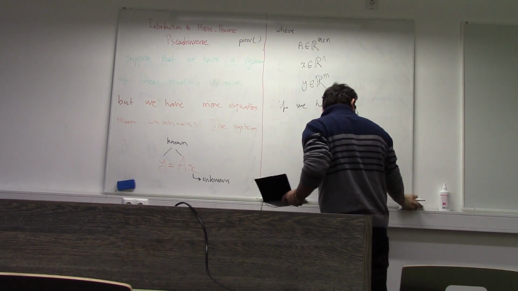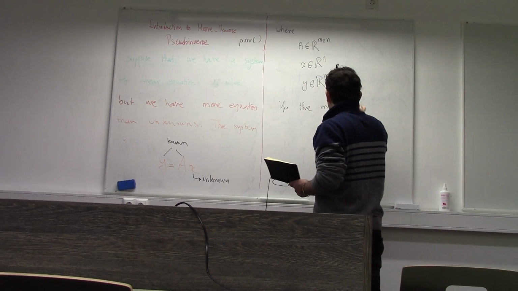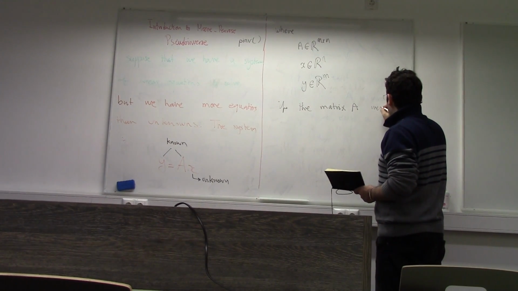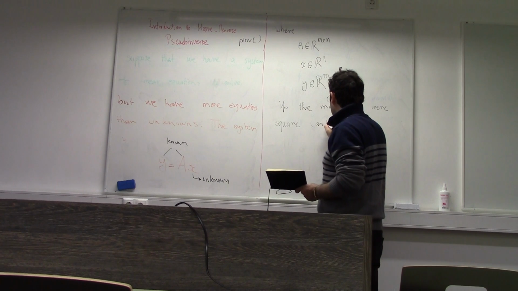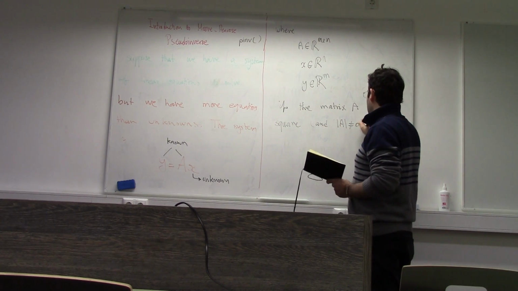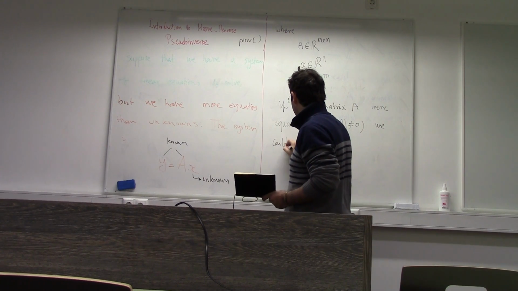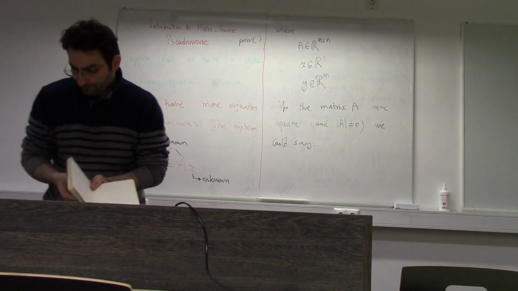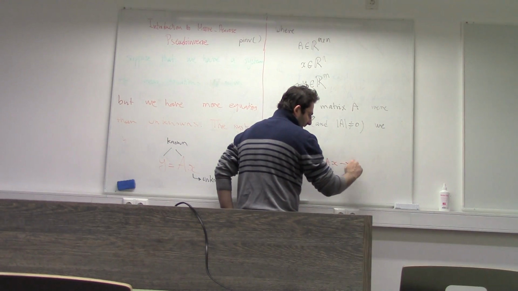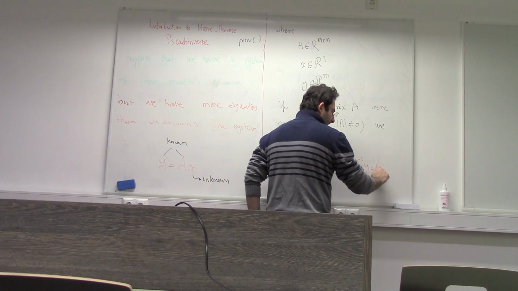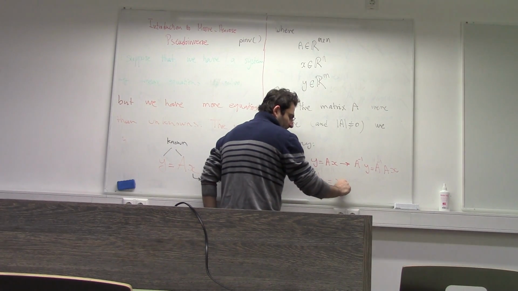So if the matrix A were square and the determinant of A was not 0, we could say Y is equal to AX, so I multiply both sides by the inverse of A, and this gives I, so I will get A inverse Y is equal to X.